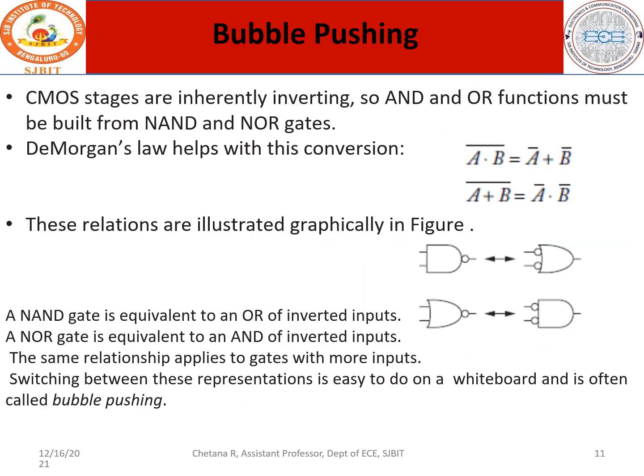Now we will understand the concept of bubble pushing. CMOS stages are inherently inverting. Therefore, they are meant for inversion because you have two complementary devices, and AND and OR functions must be built from NAND and NOR gates. So if you have a NAND gate, if you split this using De Morgan's theorem, you get A bar plus B bar. Similarly, if you have a NOR gate, A plus B whole bar, you get A bar dot B bar. So these relationships are illustrated graphically. So this is a NAND gate, and it will be got here as A bar.